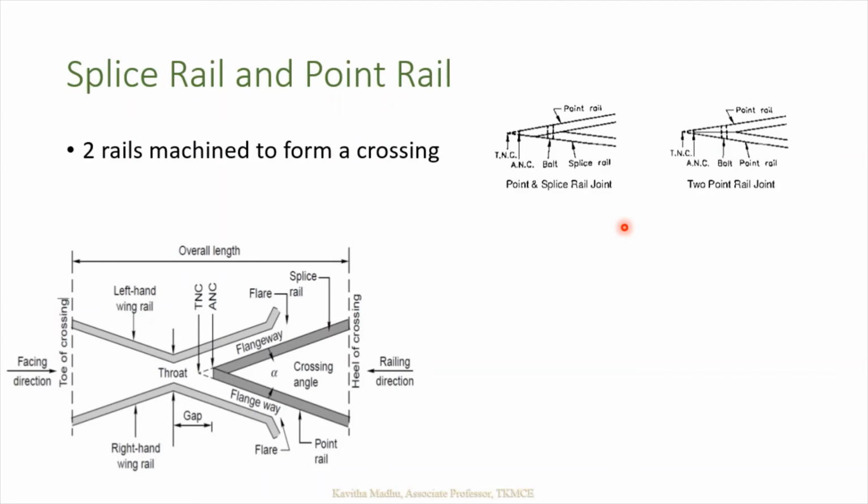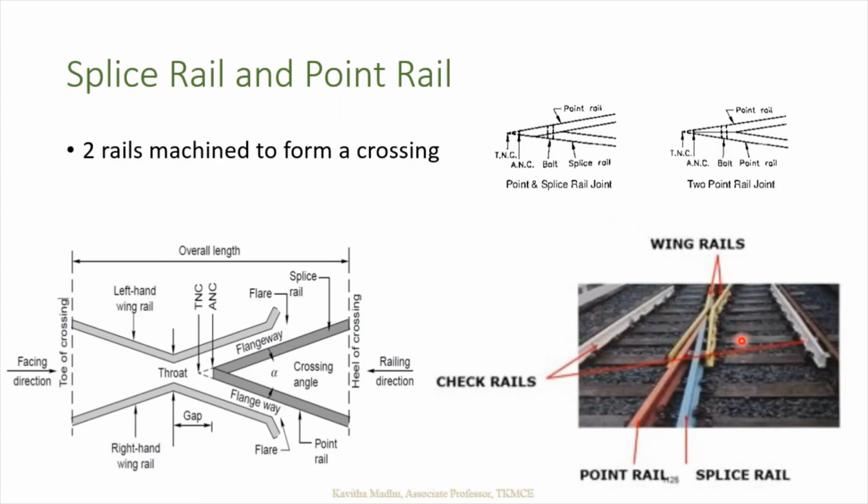Then there's another figure explaining the different elements of a crossing. Here again you can see I've written two things: TNC and ANC. That is theoretical nose of crossing, and the other one is the actual nose of crossing. So what's the difference between the actual nose of crossing and the theoretical nose of crossing? The point rail is never manufactured to a well-defined sharp point, as it would break off under the dynamic action of moving load. So a blunt nose is provided for the point rail. The thickness of the blunt nose is usually equal to the thickness of the web of the rail.